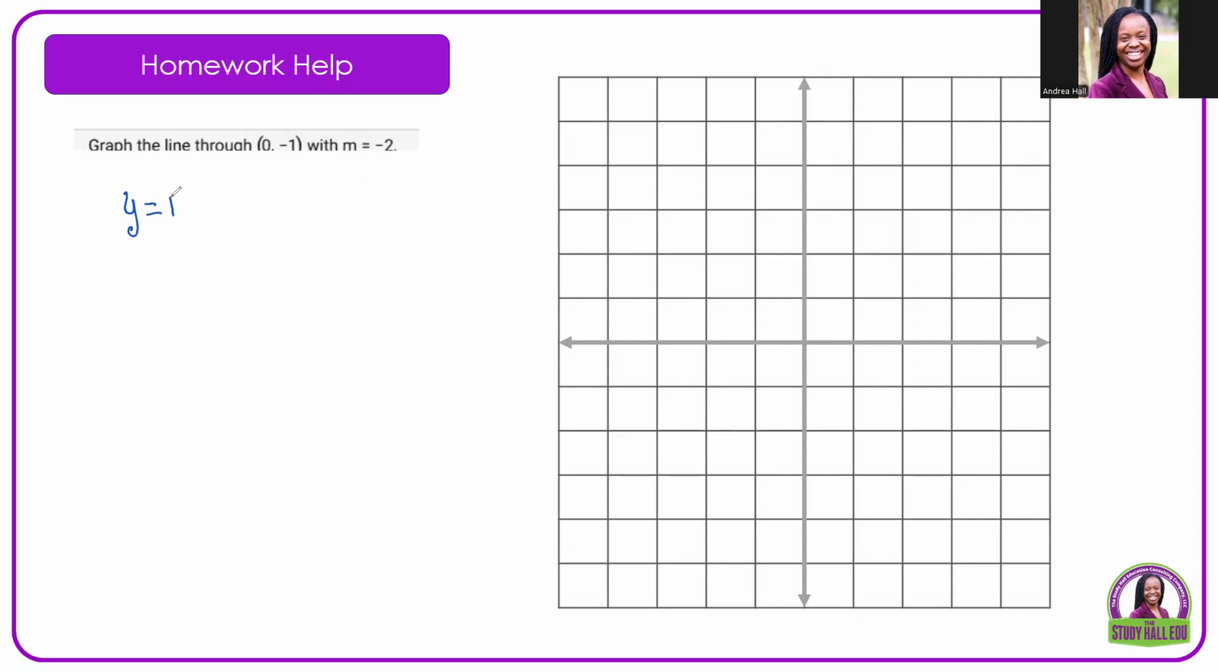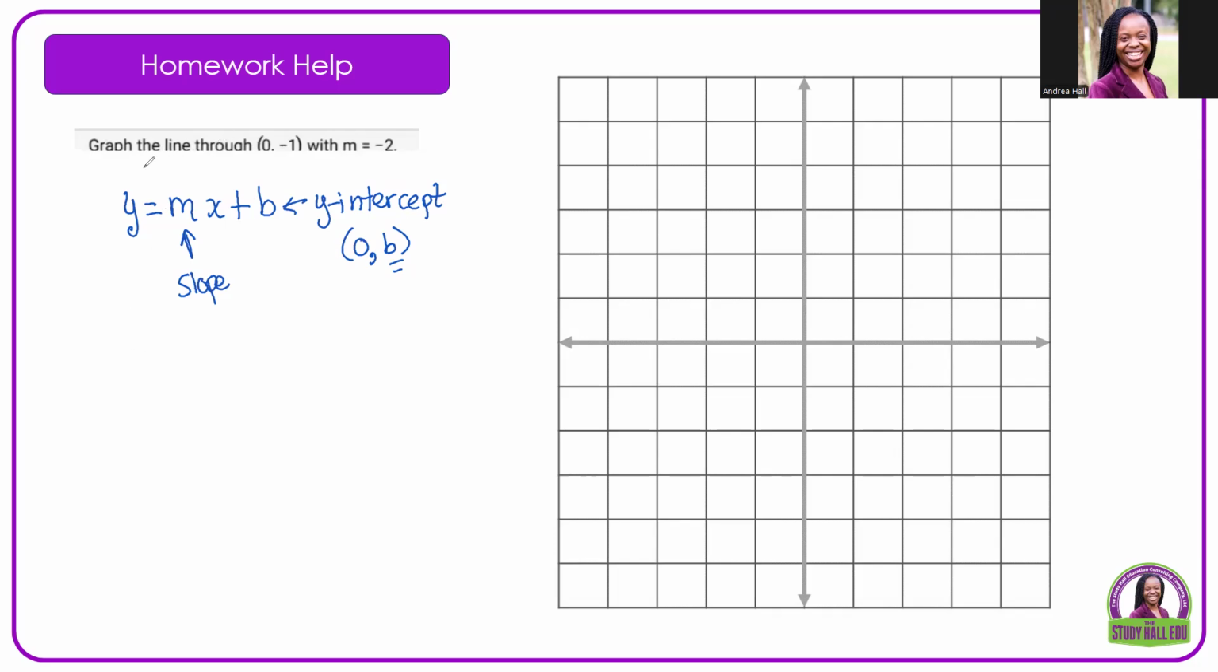When you're graphing a line, you want it to be in the form y equals mx plus b. m tells you the slope, b tells you the y-intercept. Now, they didn't give it to us in that form, but they did give us the information. The y-intercept is always in the form (0, b), whatever that y value is.